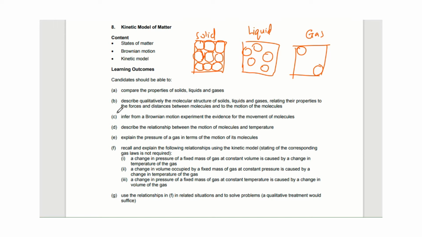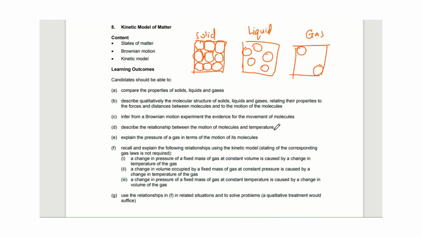Next, let's move on to part C. Infer from a Brownian motion experiment the evidence for the movement of molecules. In the Brownian motion experiment, smoke particles are placed on a slide and placed under a microscope. When we observe the smoke particles under the microscope, they are seen moving randomly in all directions, haphazardly. So why are the smoke particles moving? This is because the air molecules, which we cannot see, are hitting the smoke particles in all directions and randomly.